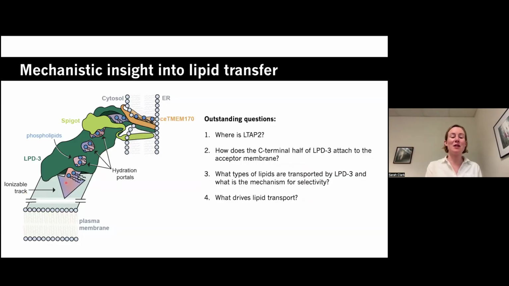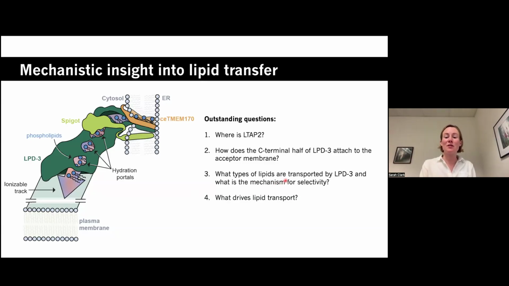So we think it has to be binding to the C-terminal half of the protein. And we want to know what its role is and where it's binding. How does the C-terminal half of LPD-3 attach to the acceptor membrane in order to deliver lipids? It doesn't have any amphipathic helices or obvious hydrophobic patches that would allow it to interact with the acceptor membrane. So there's this thought that perhaps it's binding to different auxiliary proteins, adapter proteins, in order to anchor it on the other end, but we're not really sure.